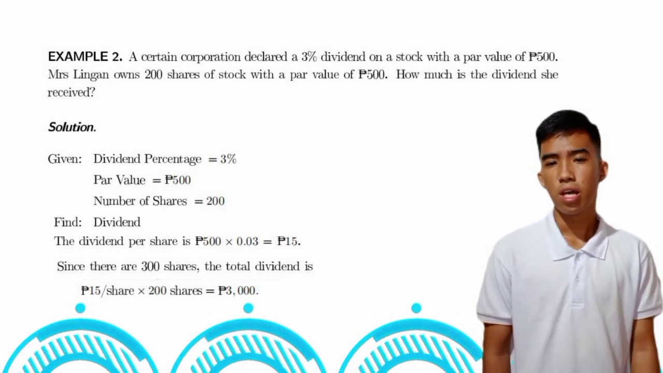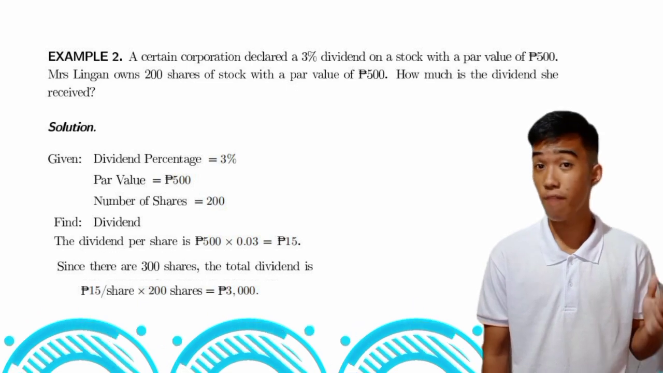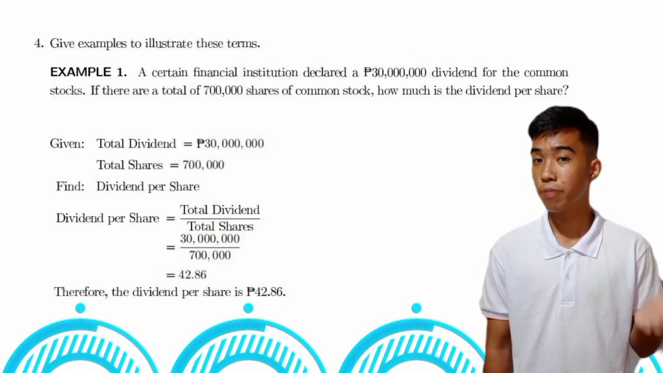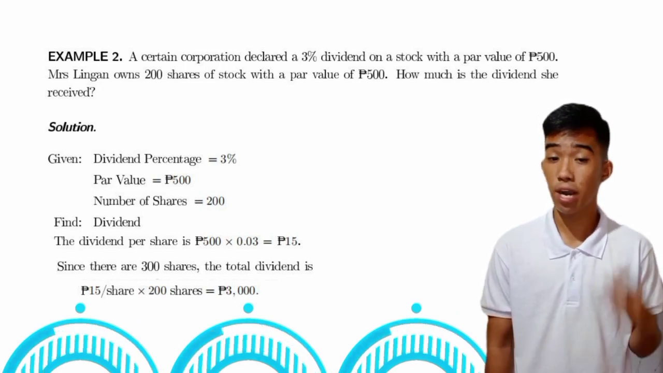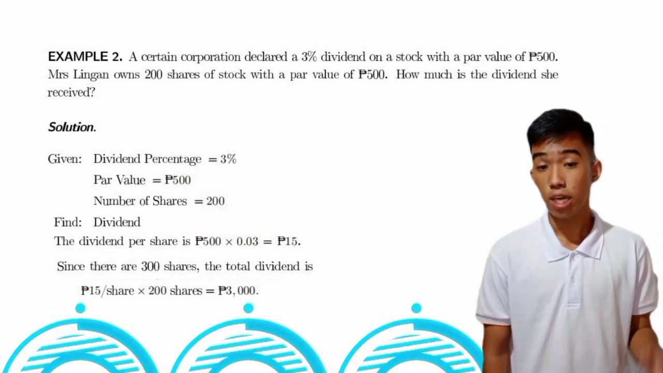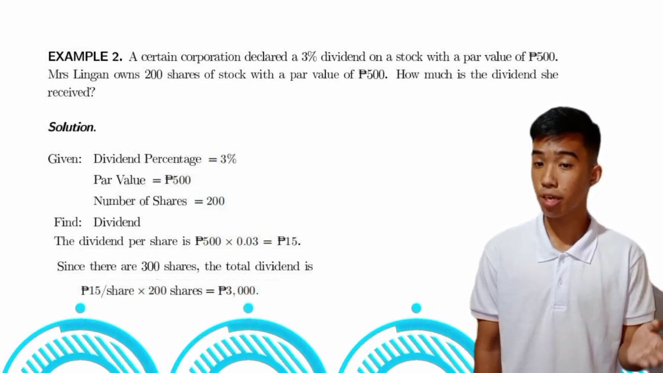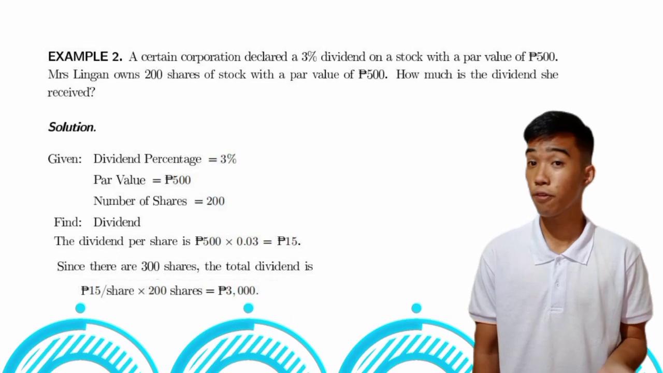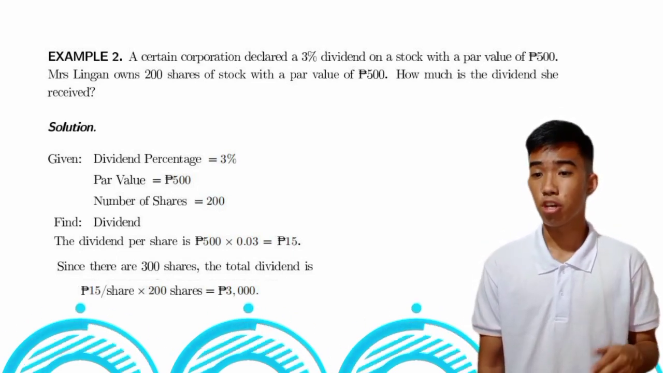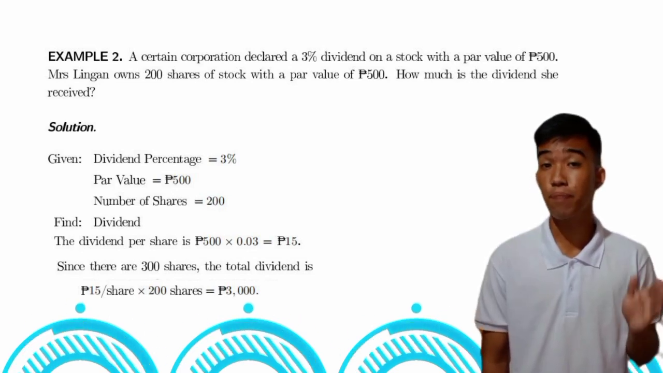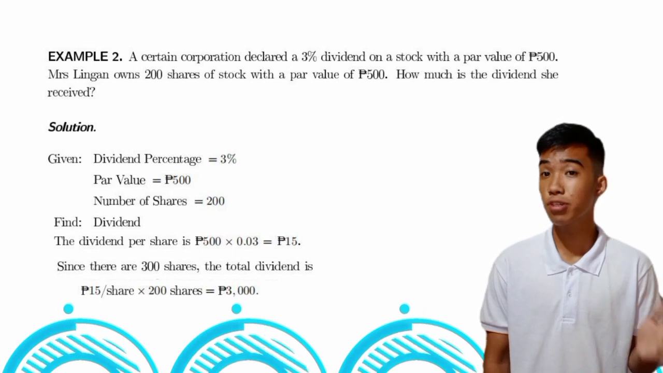Solution. Given dividend percentage equals 3%. Par value equals 500 pesos. Number of shares equals 200. And we have to find the dividend. The dividend per share is 500 pesos times 0.03, that is 3%, equals 15 pesos. Since there are 200 shares, the total dividend is 15 pesos per share times 200 shares equals 3,000 pesos.